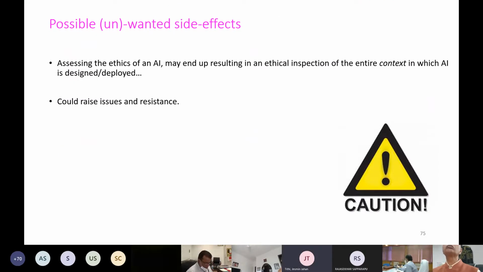Now, one possible unwanted side effect of this kind of inspection is that assessing the ethics of AI may end up assessing the ethics of the entire context of the AI, and that might give rise to some issues and resistance.